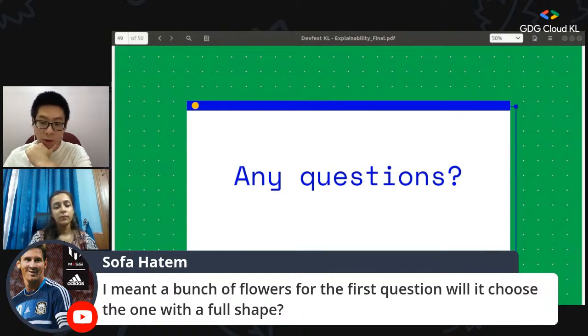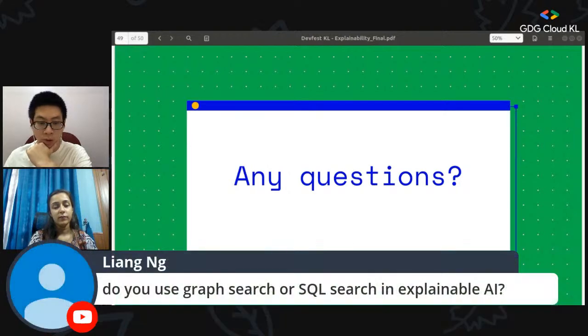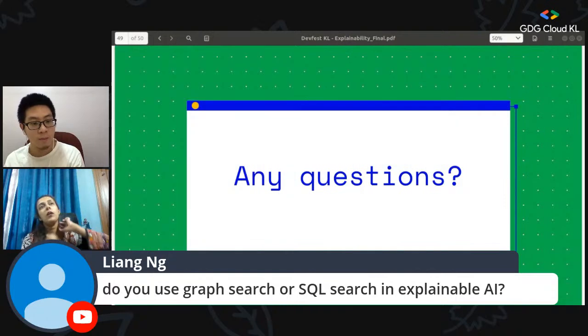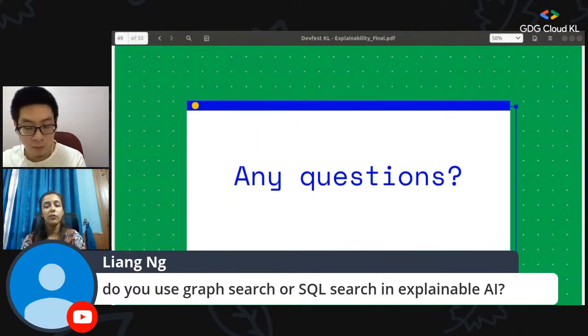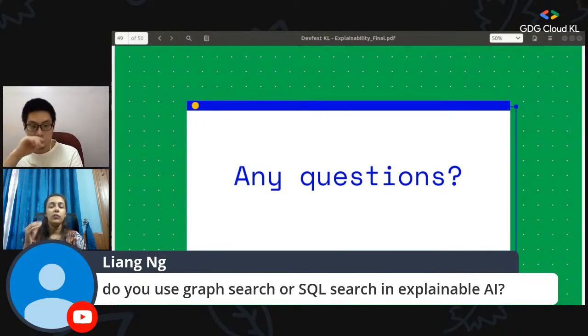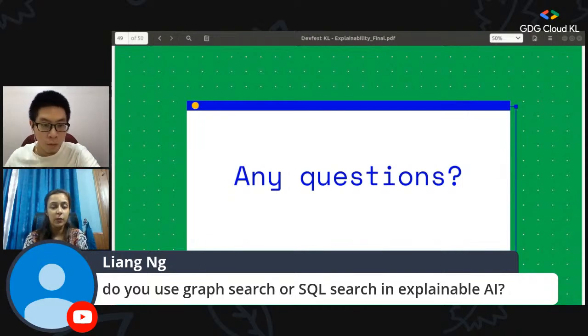And hopping on to another one, a different one: do you use graph search or SQL search in explainable AI? Okay, so for us, when we're using explainable AI, it's basically as simple as plug and play. You just define which method of explainability you want to use. You define this is your output layer and this is your input layer, and you define these simple things and you just start to get outputs for explainability.